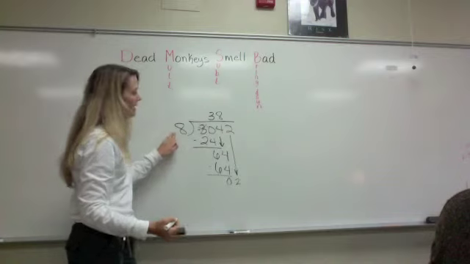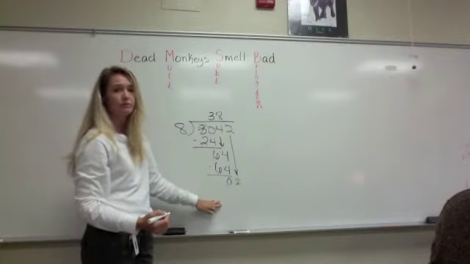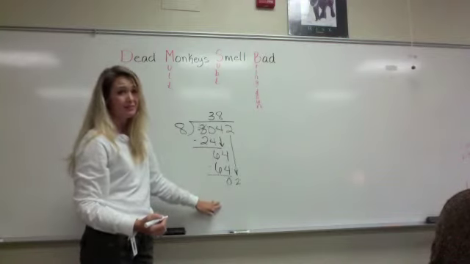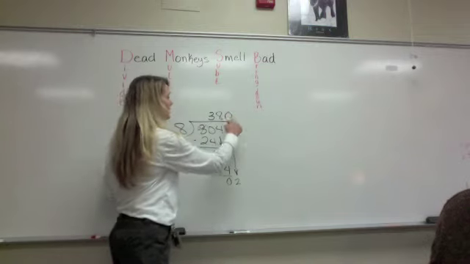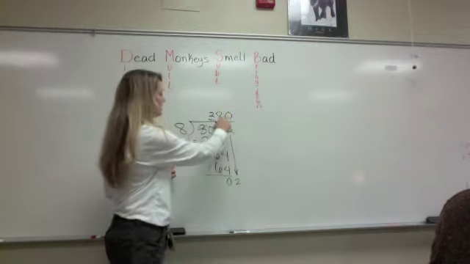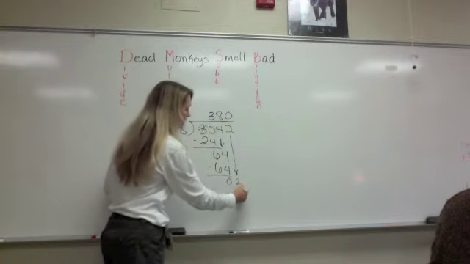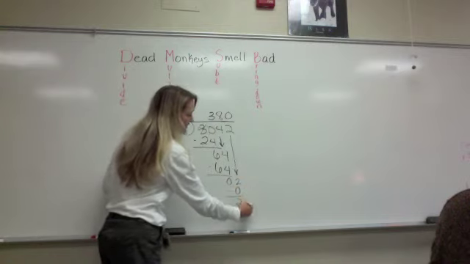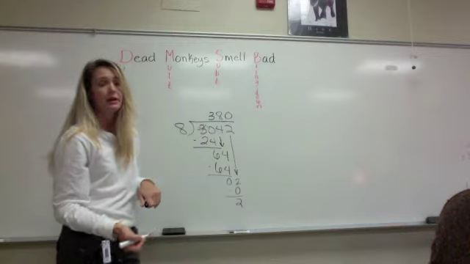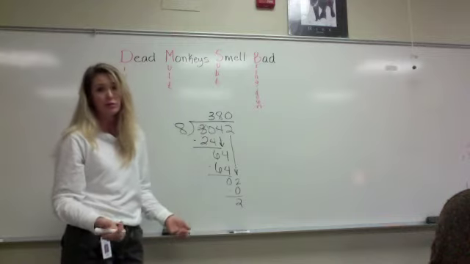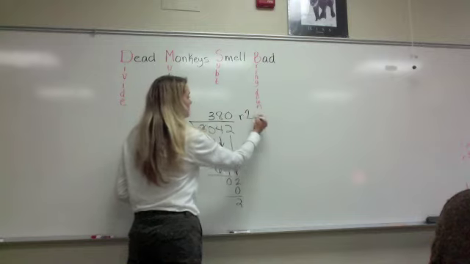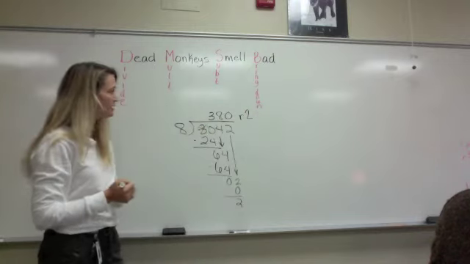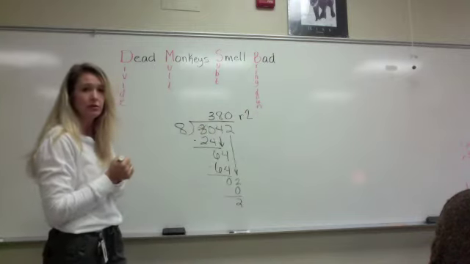2. How many times does 8 go into 2? It doesn't. It goes in 0 times because 2 is too small. And it's okay to put 0 right here. 0 times 8 is 0. Now I have 2 left over. And with basic division, we're going to just call it a remainder. I'm going to say I have a remainder of 2. So my answer is going to be 380 with a remainder of 2.